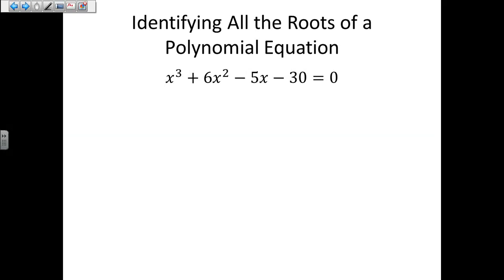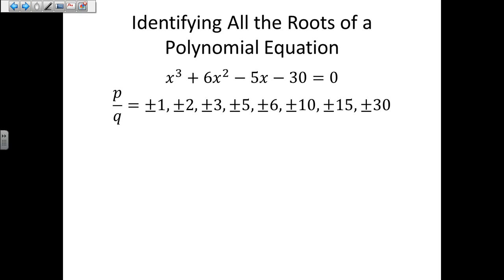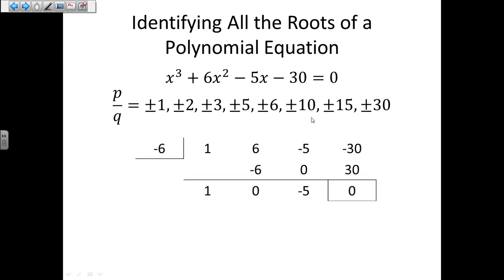So, let's do that on this one. Here's a polynomial. My p over q values are plus or minus 1, 2, 3, 5, 6, 10, 15, 30. Notice no fractions because my q values are just 1. So it's always nice when it's just a 1 right here. Now, I am not going to try all of these. I am going to show you one that works. Stay away from the really big numbers. Quite honestly, I hardly ever see the big numbers work. Not saying that they can't. I'm just saying that you hardly ever see them work. Stick towards the front some. Oh, here's one from the middle that works.